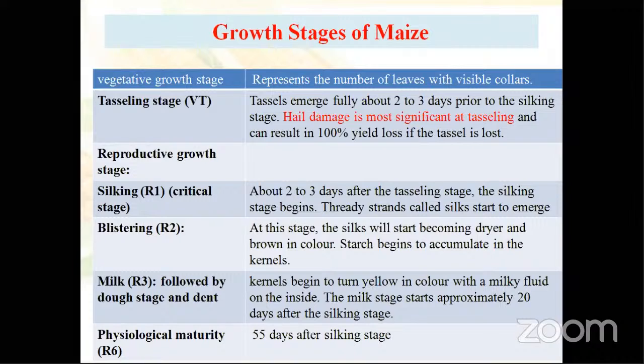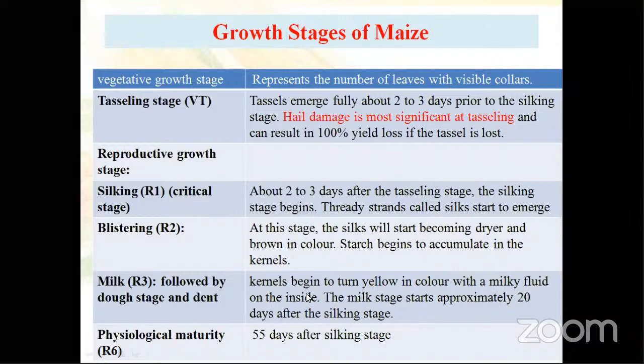In the milking stage, kernels begin to turn yellow in color with a milky fluid on the inside of the kernel. If you press that immature kernel or seed, the milky solution will come out. The milk stage starts approximately 20 days after the silking stage. After silking, pollination, fertilization and all these things take 20 days. There is a 20 day gap between silking and the milk stage.